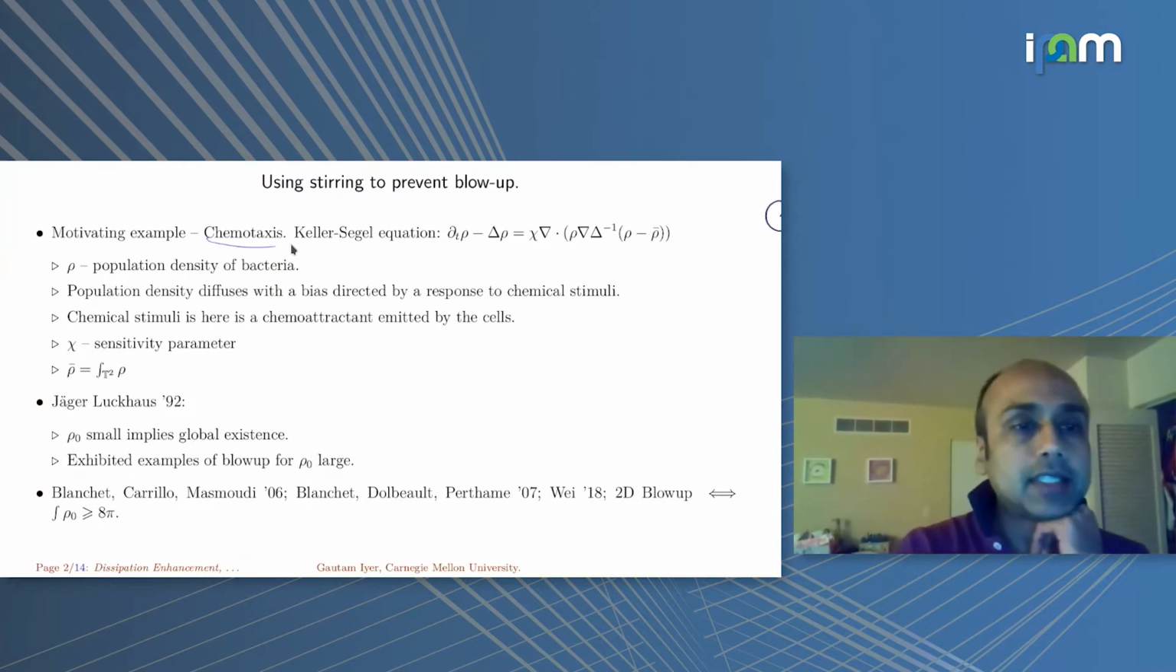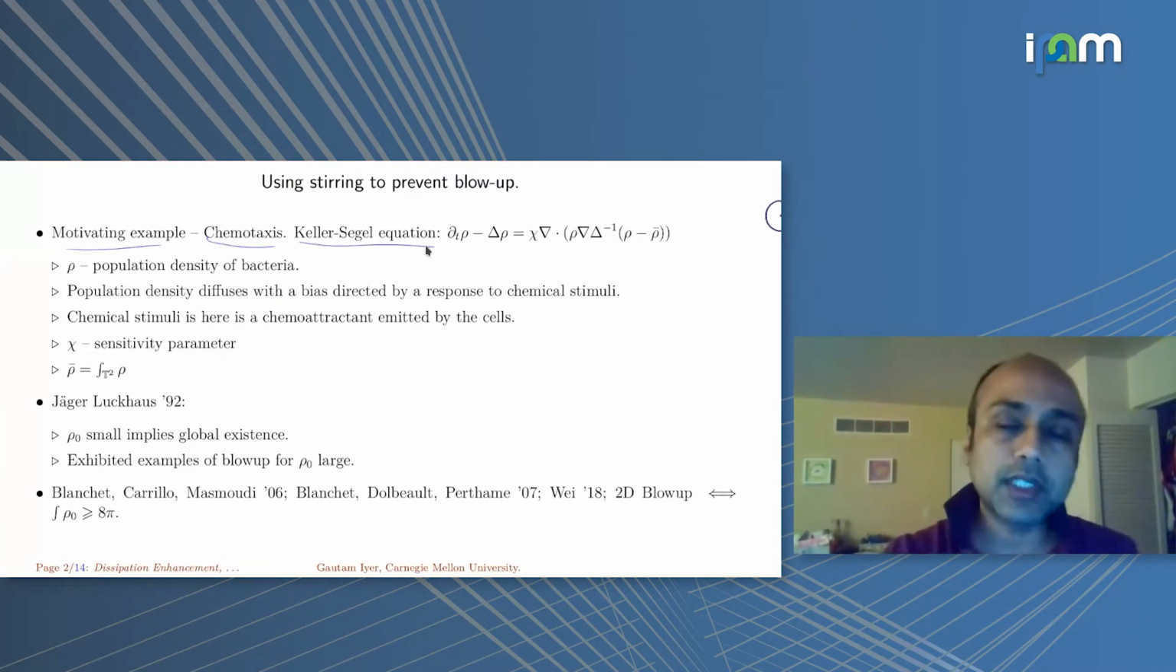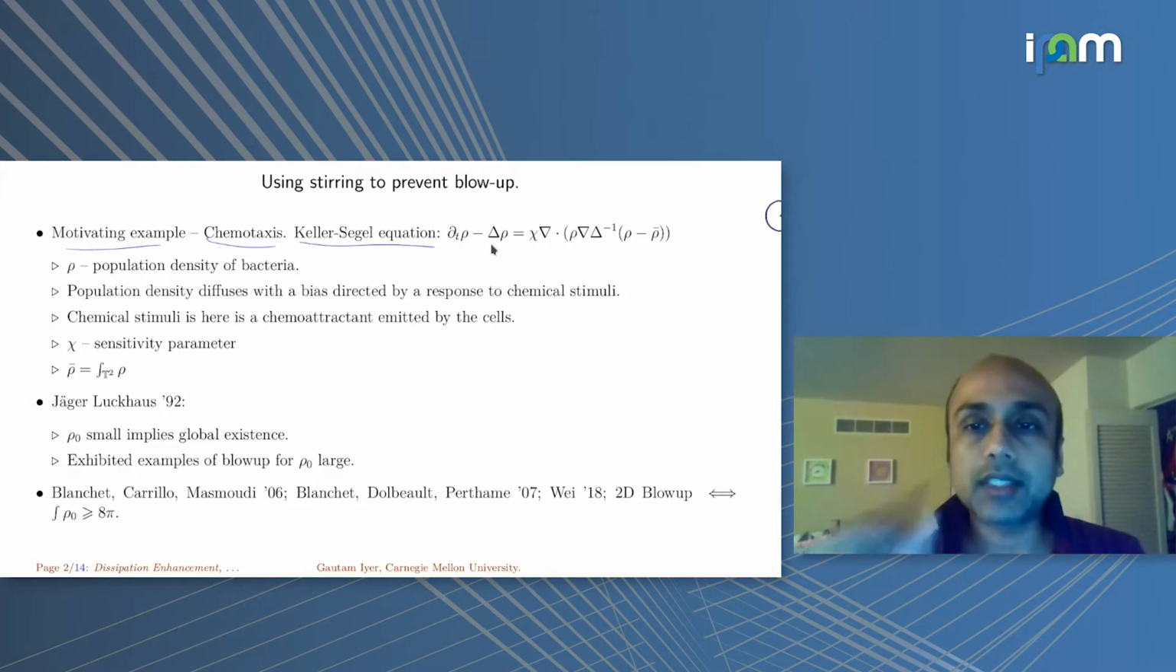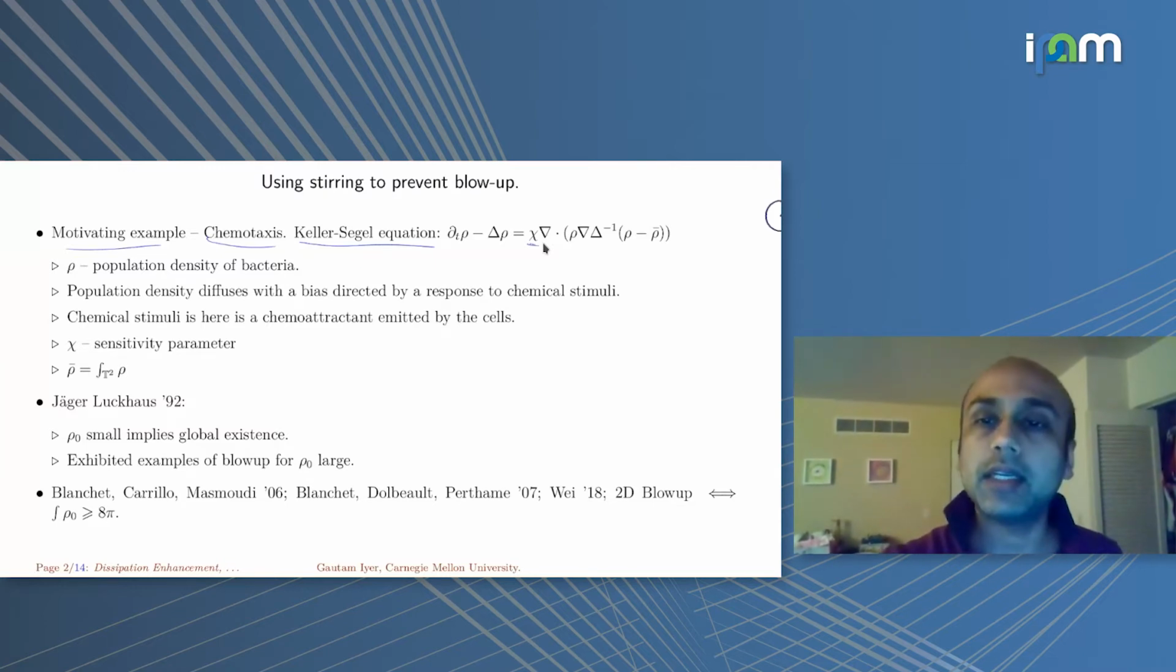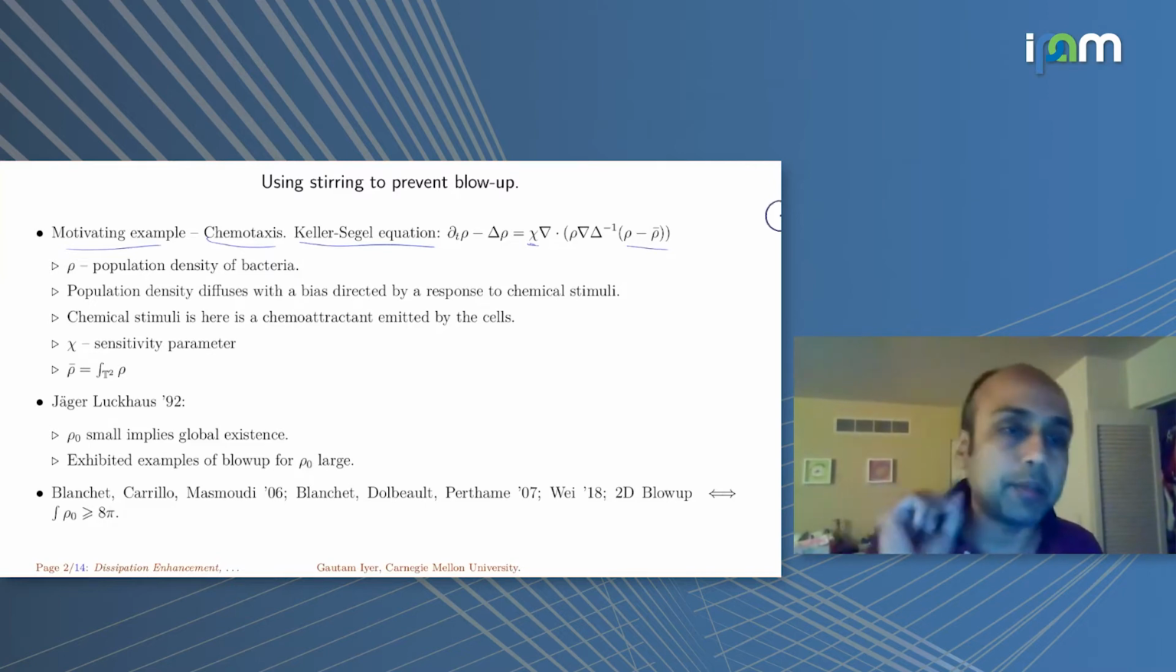So the motivating example I'd like to talk about is chemotaxis in the Keller-Segel equation of this form, right? So the equation is, I look at dt rho minus Laplace rho, and on the right-hand side, I have chi, which is a constant. I'll explain where this comes from in a second, times divergence of rho gradient Laplace inverse of rho minus rho bar. Okay, so let me explain what each of these things are.